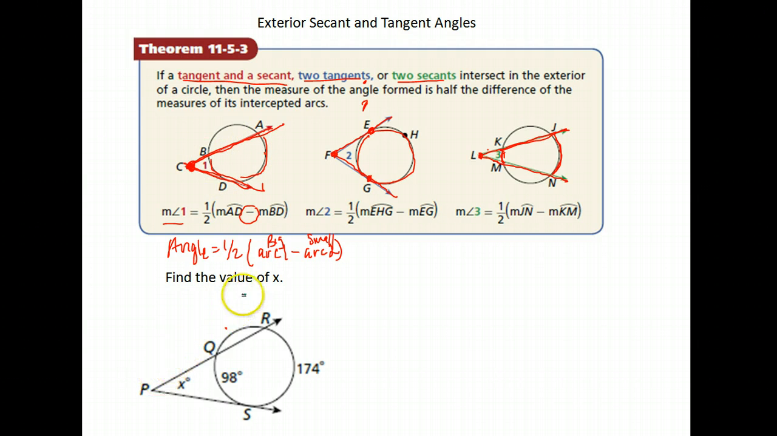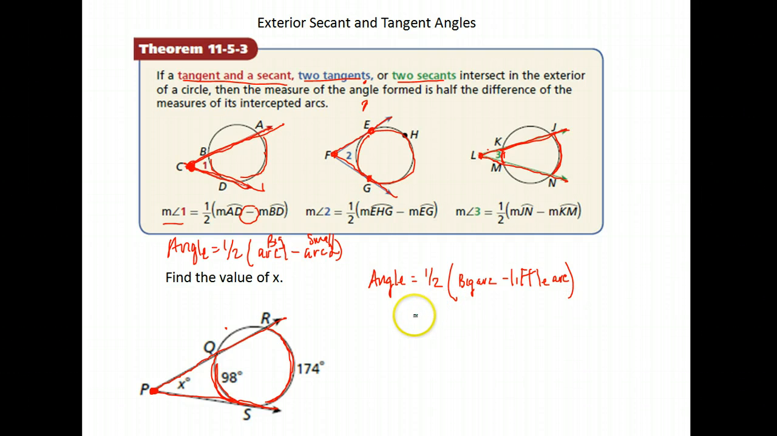So here we have an example. We want to find the value of x. Well, x is the measure of this angle P. And as I look at angle P, I notice its vertex is outside of the circle. I also notice when it intersects the circle, it creates these two arcs, one here that's 98 degrees and one here that's 174. So I just take out my formula that the angle is supposed to be equal to 1/2 of the big arc minus the little arc that it created.